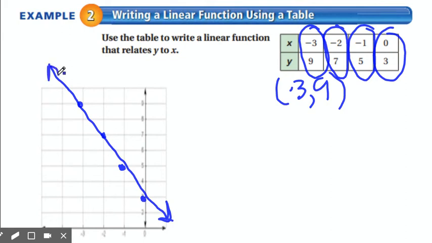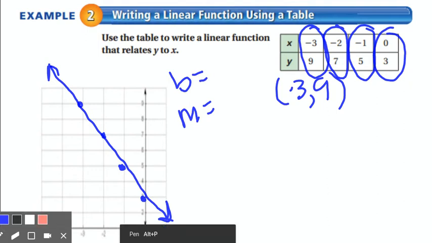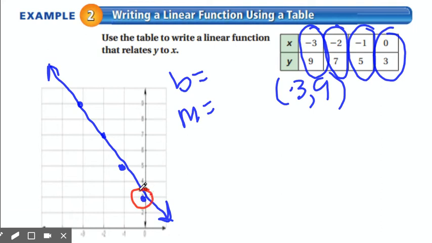Now, again, we want to find m and we want to find b. So b is easy. That's exactly where we cross our y-axis there. So that would be +3.